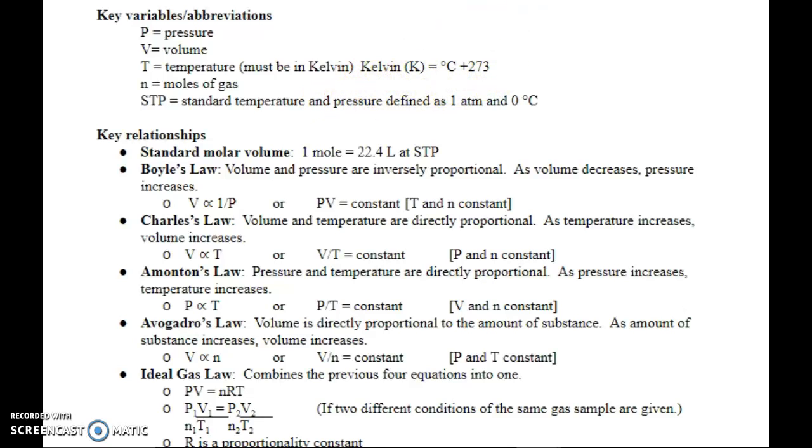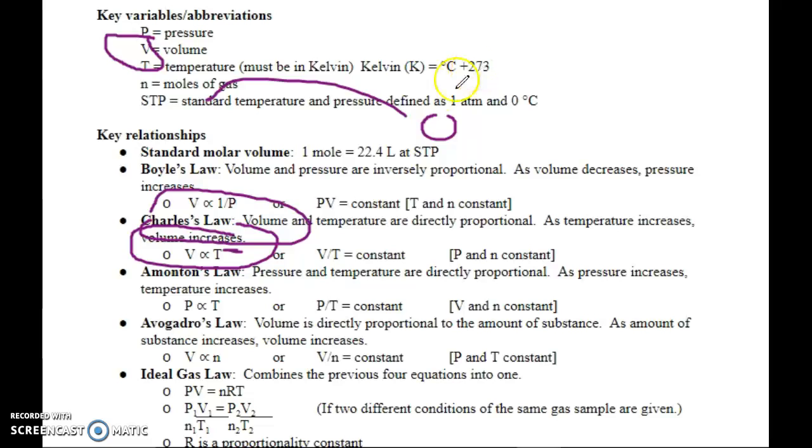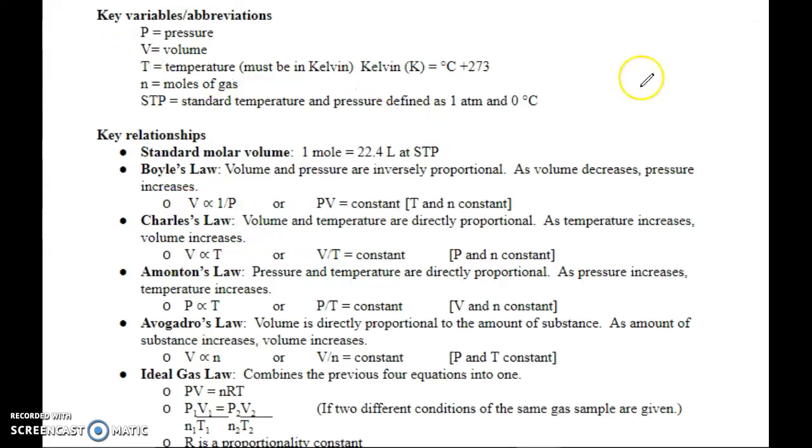Kelvin is degrees Celsius plus 273. That is given as well on your equation sheet, along with your moles of gas. STP is your standard temperature and pressure: again, 1 atm and 0 degrees Celsius. That is a very important definition. Another standard, the standard molar volume, is also defined at STP: 1 mole is 22.4 liters.